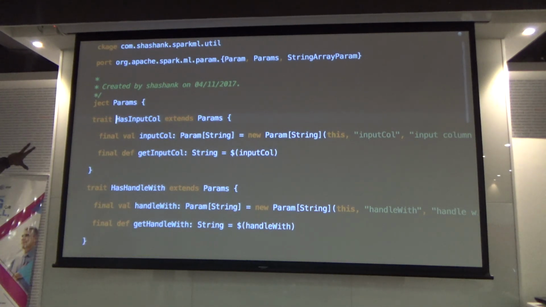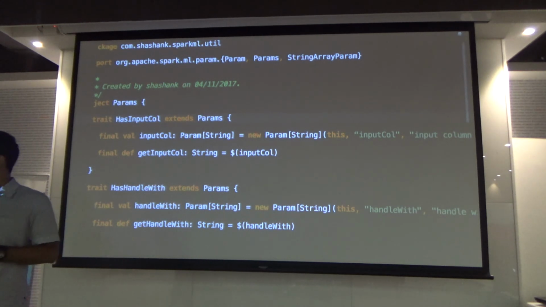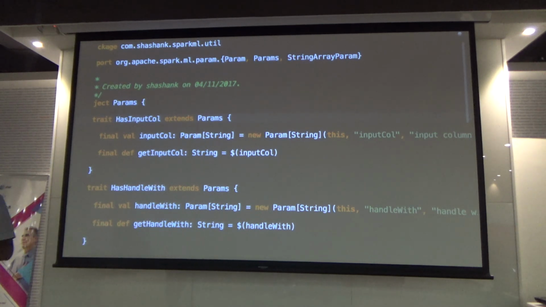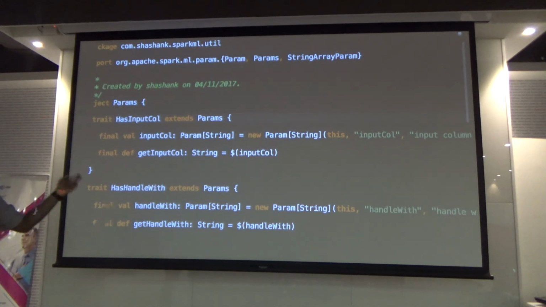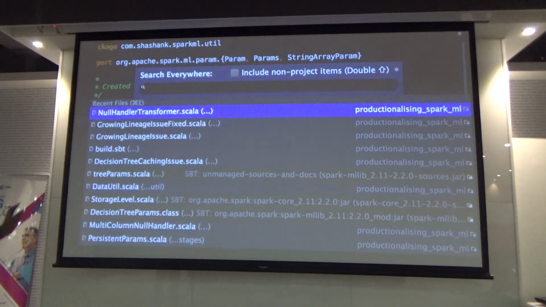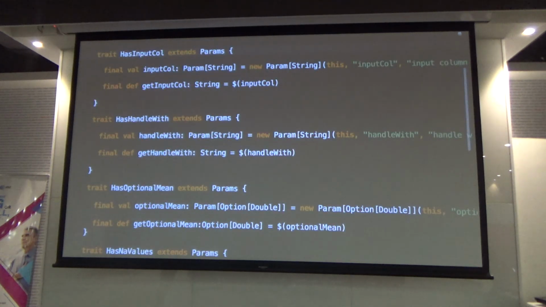So this is a trait. The idea is that there are different ML stages we will be building, and everyone will be expecting an input column. So we will be reusing this parameter in multiple places. That's why we have it in a general place where we can reuse it. And HasHandleWith is also similar. It's also a string param.